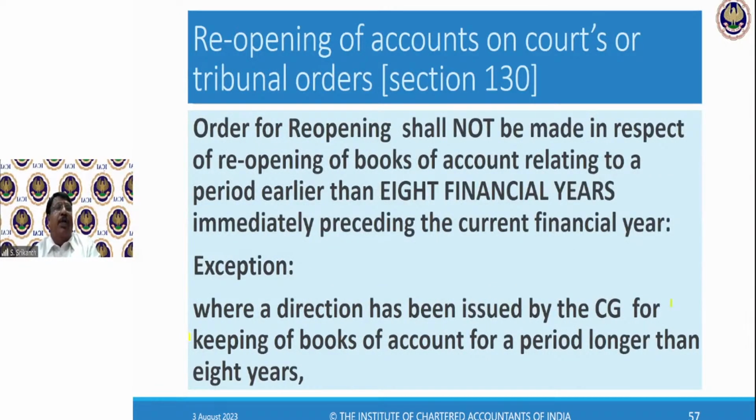Order for reopening shall not be made in respect of reopening of books of account relating to a period earlier than 8 financial years. Because if it is before 8 years, you would have destroyed the books and papers now. But where a direction has been issued by the CG, when there is an investigation, then they will say, keep it. So once they say keep it, then no more 8 years. Till they say, you have to keep it. In those cases, reopening is also possible.